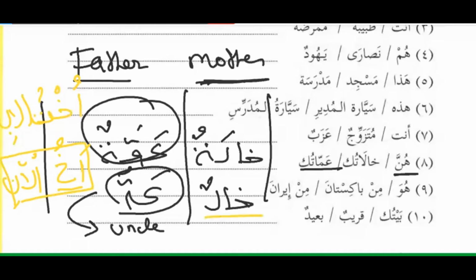Then Khalun and Khalatun, what will they be? Khalun is Akhul Ummi, brother of mother, and Khalatun is Ukhtul Ummi, sister of mother. So this is simple.